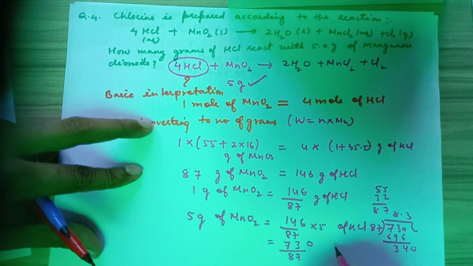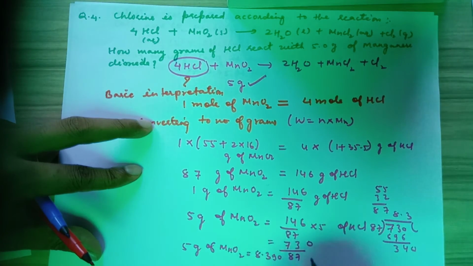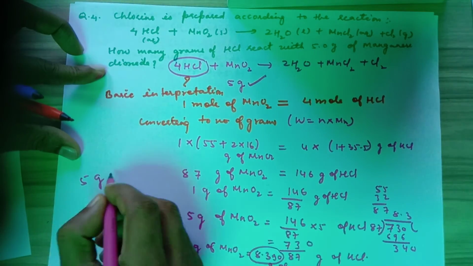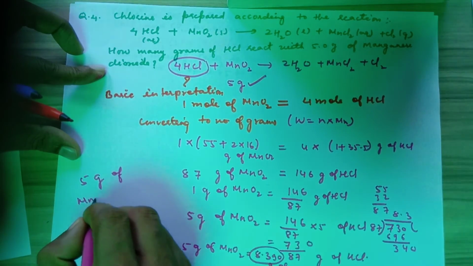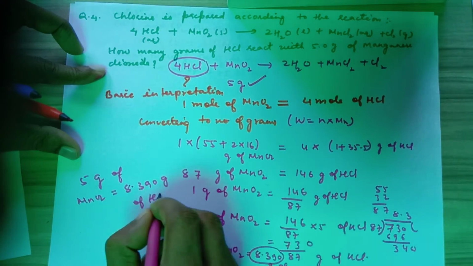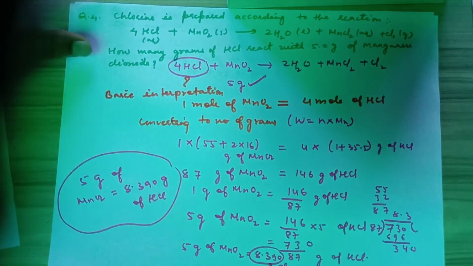So approximately we'll get that 5 gram of MnO2 gives 8.390 gram of HCl. So this is our basic answer. We say that 5 gram of MnO2 gives 8.390 gram of HCl. That's how we find the given amount using stoichiometry.